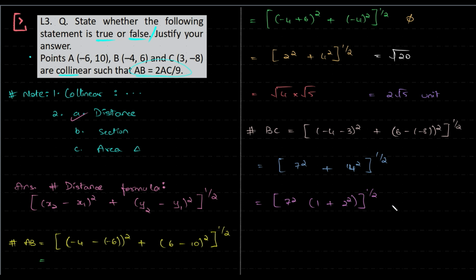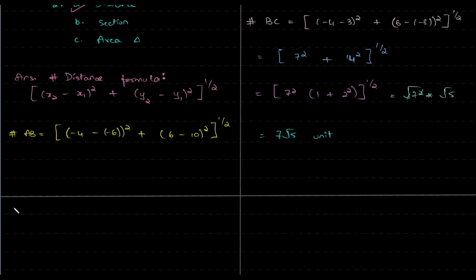And then we have the square root of 7 square into, this is 5, so this is basically root of 5. And then we have the answer, square and square root. So this is 7 root 5 unit. Okay, and then we have to figure out the AC value.